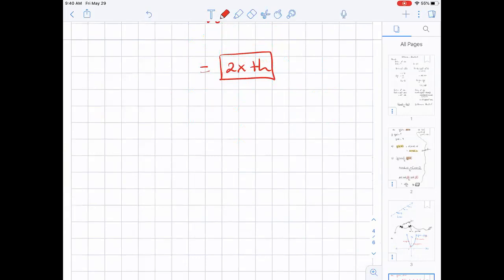Now, let me ask you a question. Suppose I ask you now, what is the limit as x approaches 1 of 2x plus h, assuming h is approaching 0? This means h is 0. What will be the limit?